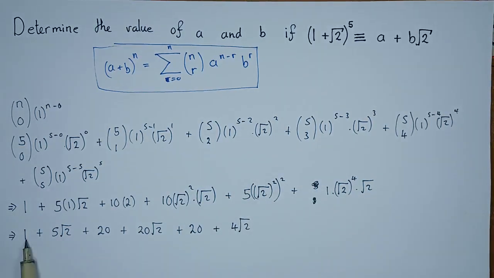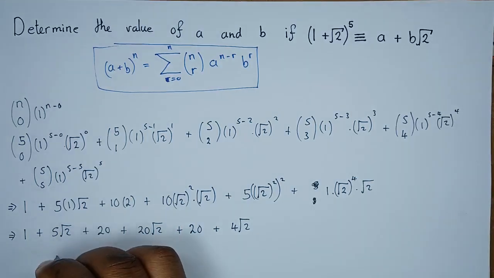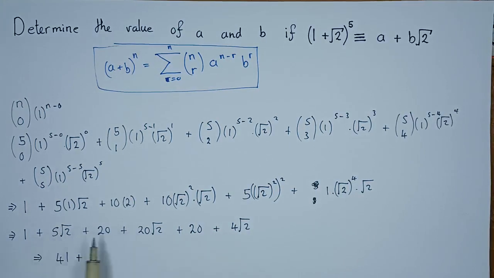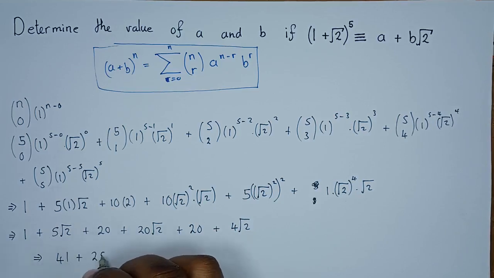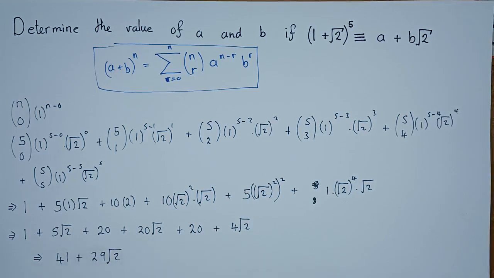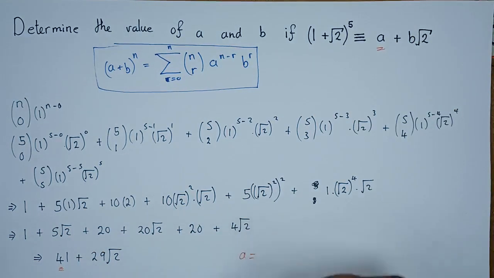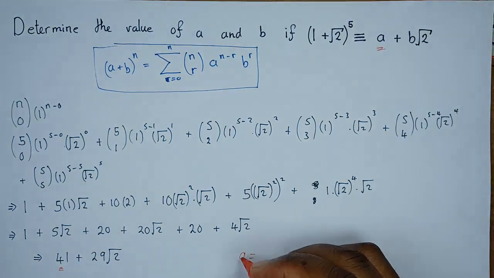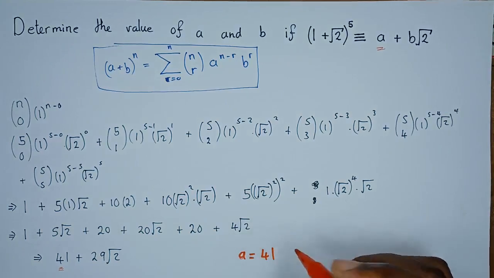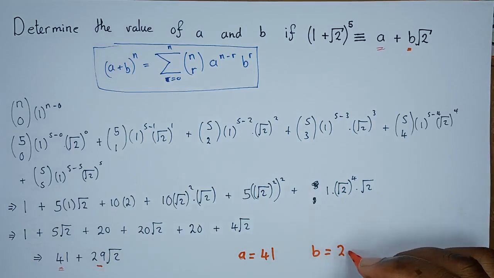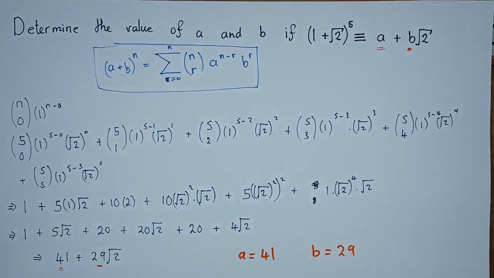The like terms in this case, we have 1, 20, 20, which will give us 41, plus 5, 20, 4, what do we get? 29 root 2. Okay, so now that we have this, we can clearly see that what we have there is the same as this. So A is 41. Our A is 41. What we have here is this. So our B is 29. There we have it. I hope it makes sense.